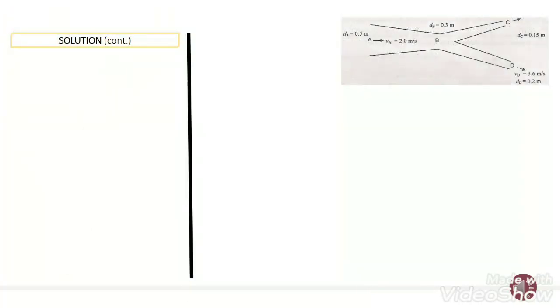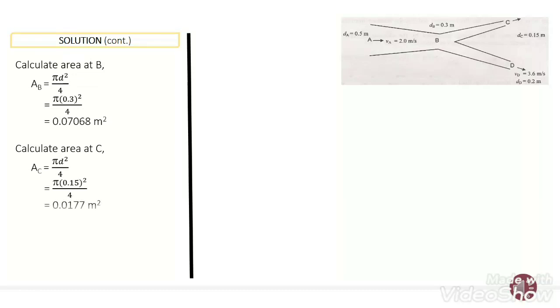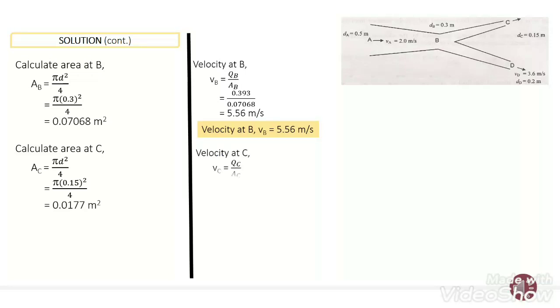We calculate the area of B. We get 0.07068 meter square, and we calculate the area at C, which is equal to 0.0177 meter square. And then we can calculate the velocity at B, which is equal to 5.56 meter per second. And lastly, we calculate the velocity at C. We get 15.84 meter per second.